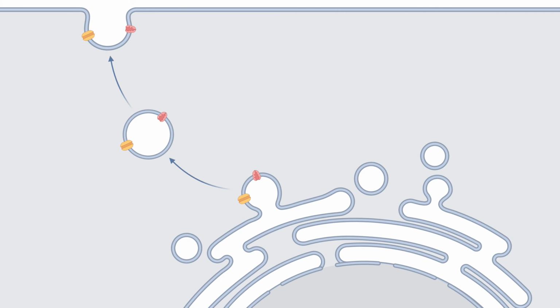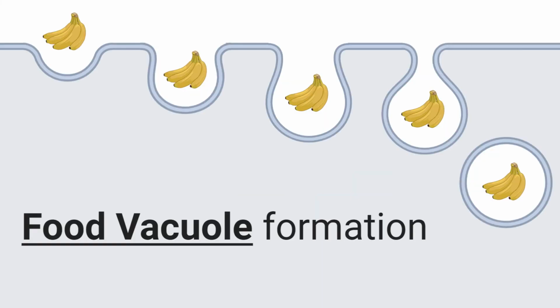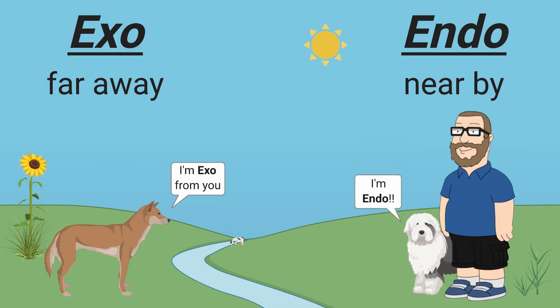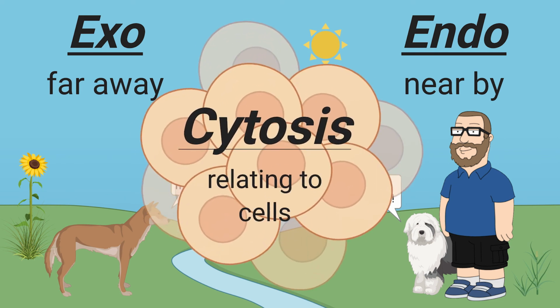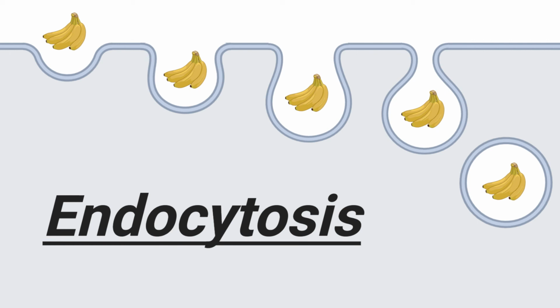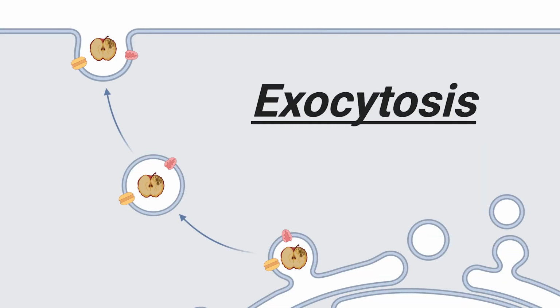We talked a bit last time about how vesicles from the Golgi apparatus can fuse with the plasma membrane and release their contents. We've also seen food vacuoles, which take up things from the outside in much the opposite way. These processes are called exocytosis and endocytosis. Exo means far away, and endo means close by. And then cytosis means related to cells. Thus, endocytosis means bringing things into the cell, and exocytosis means pushing things away from the cell.